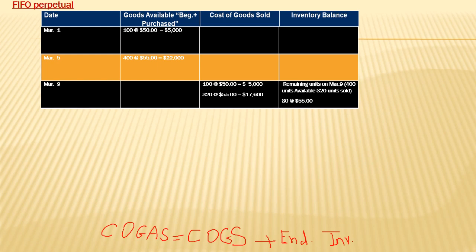Concentrate here. We are using FIFO, first in, first out inventory costing method. So for the 420 units, I can take their cost first from the 100 units on March 1st, 100 times $50. I want to complete them to be 420, so I take the rest, which are the 320 units from the 400 units purchased on March 5, so 320 at a cost of $55.